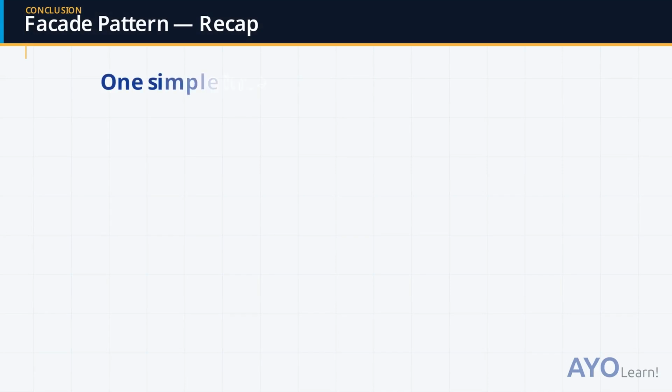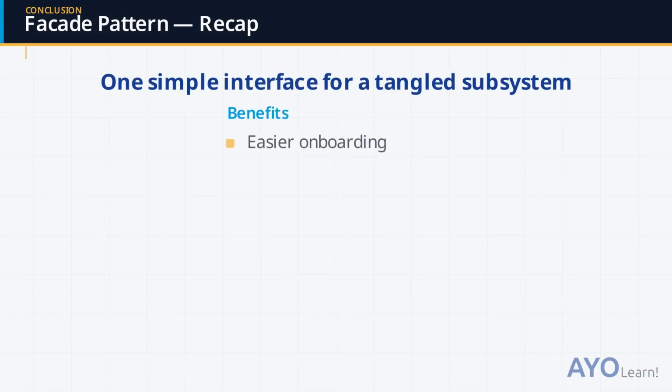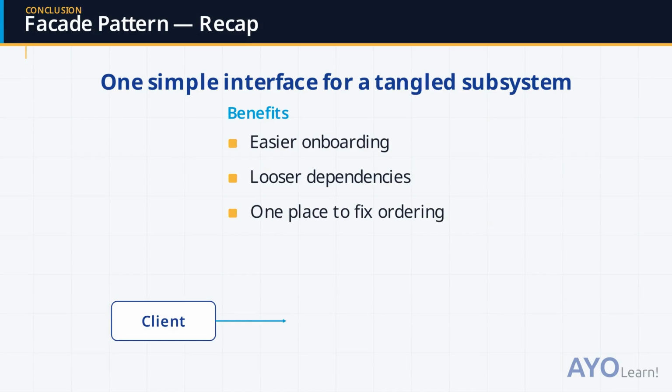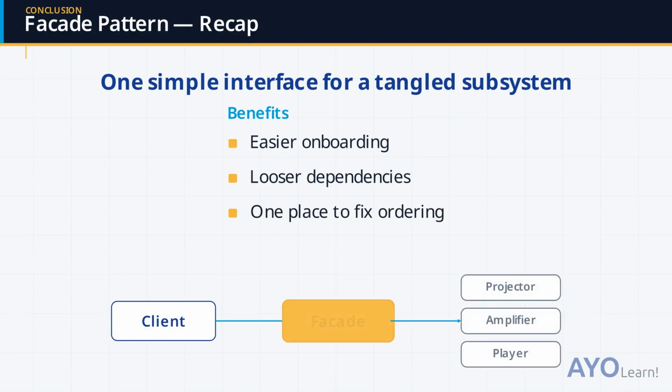A facade gives you one simple interface over a tangled subsystem. It loosens coupling and removes repeated orchestration, while the subsystems stay available for advanced use. The payoff: easier onboarding, looser dependencies, one place to fix ordering. Client calls facade, facade drives subsystems.